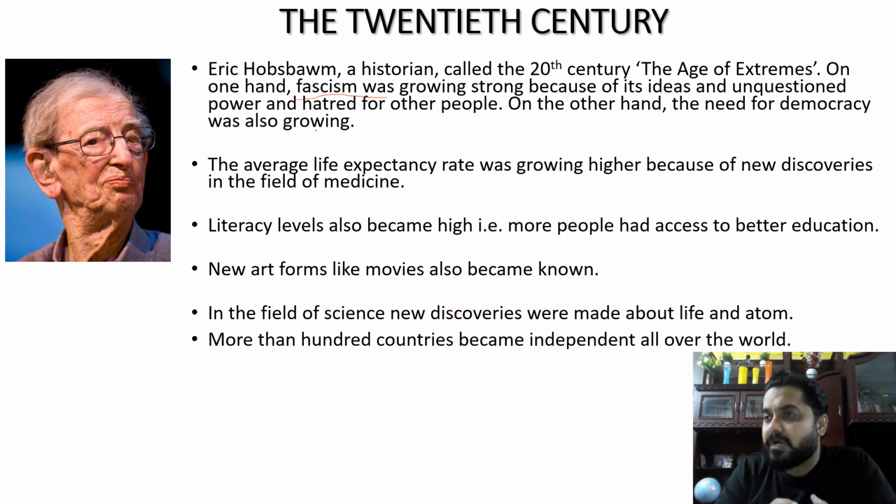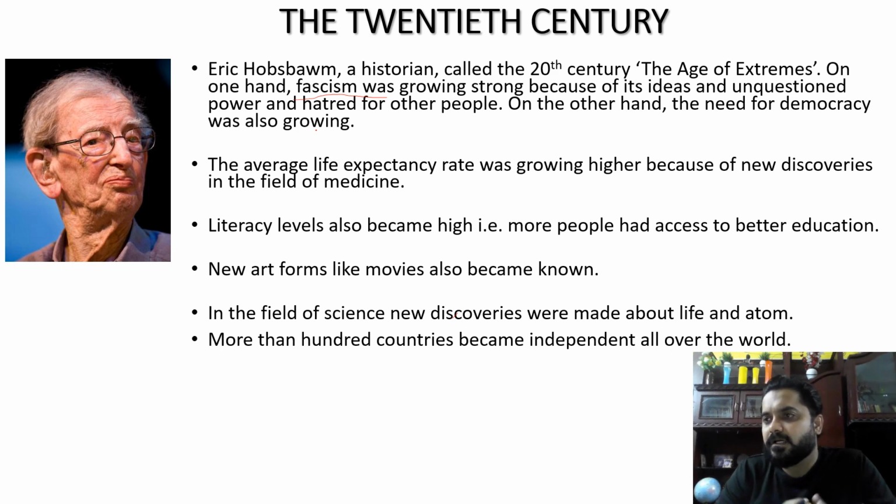So we have to understand that the 20th century was called the age of extremes because of certain reasons. Here we will talk about Eric Hobsbawm. He is a historian. He describes the 20th century as the age of extremes. There is a reason behind this. Everything was happening at an extreme level.